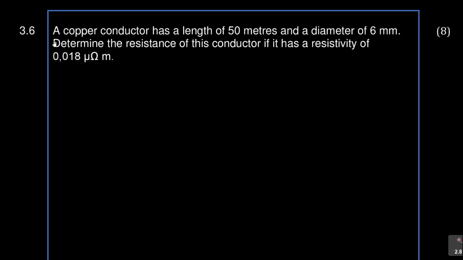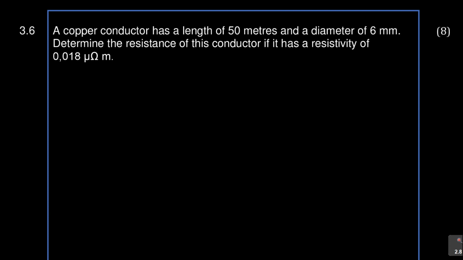Okay, 3.6, it says a copper conductor has a length of 50 meters and a diameter of 6 millimeters. Determine the resistance of this conductor if it has a resistivity of 0.18 micrometer.